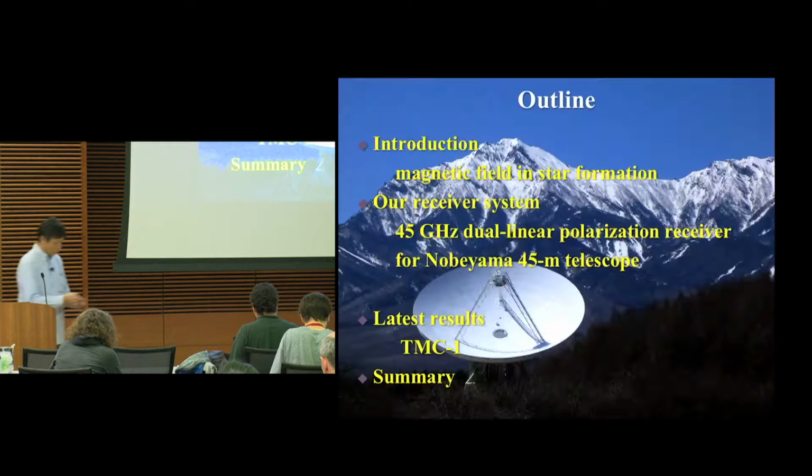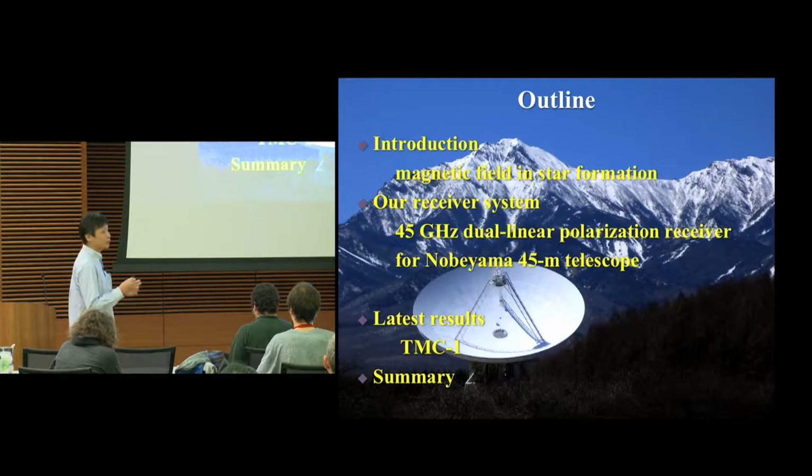This is the outline of my talk. First, I'll tell you a bit about the importance of the magnetic field in the process of star formation. Then I'll show you some details of our receiver system for the Zeeman observations. Then I'll tell you our latest results of the CCS Zeeman measurement. And finally, I'll summarize my talk.